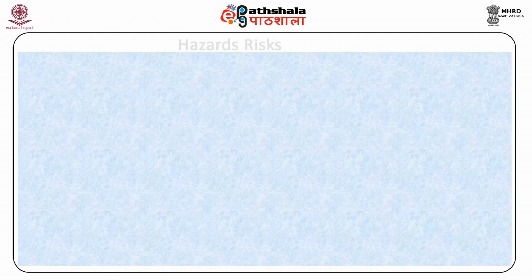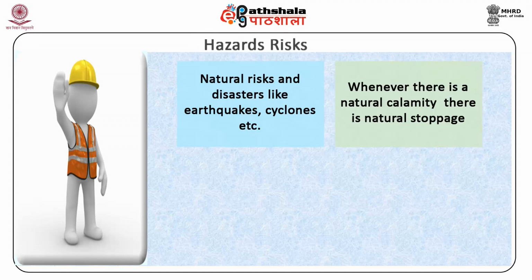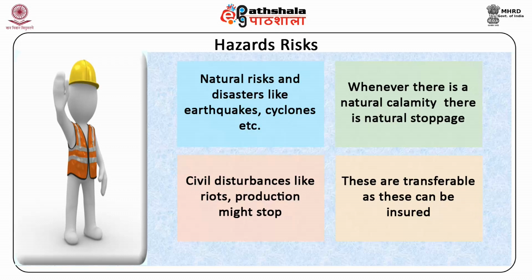Hazard risk. This risk refers to natural risks and disasters like earthquakes, cyclones, etc. Whenever there is a natural calamity, projects cannot keep on functioning and there is natural stoppage. Even if there are civil disturbances like riots, production might stop. These risks are usually unexpected and cannot be estimated in advance. But these are transferable as these can be insured.